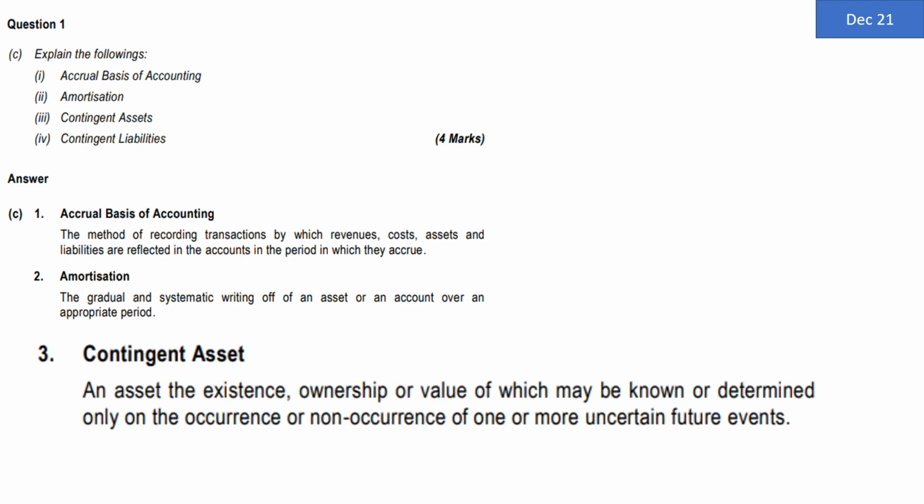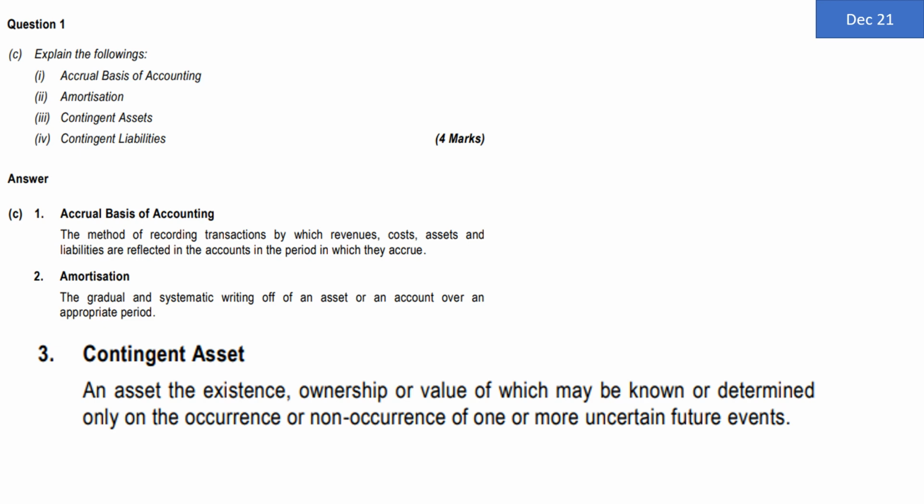An asset, the existence, ownership or value, either of the 3 things, whether it is there or not is not known. For example, there is some gas field which we are thinking of, or maybe an oil field we are searching for. The existence, it is not yet known. Or ownership, are we going to be the owner of the same or not? Or the value, we are sure that we are the owner, but how much value will be assigned to us, that is not known to us.